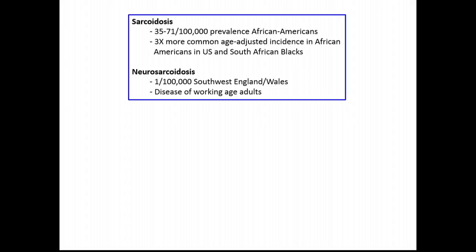In terms of neurosarcoidosis, it's much harder to get numbers, but the incidence is estimated to be about 1 per 100,000, which again is on the order of what we might see for myasthenia gravis or some of these other disorders that we don't consider that rare in neurology. It's actually probably as common or more common than neuromyelitis optica, for example.